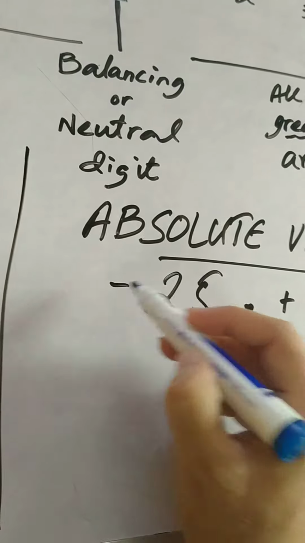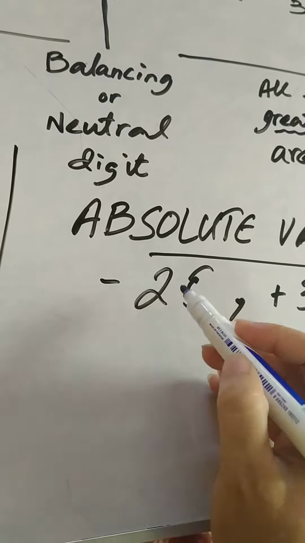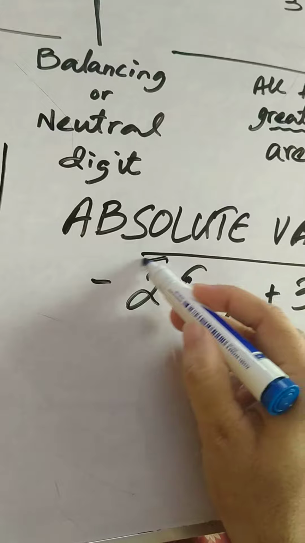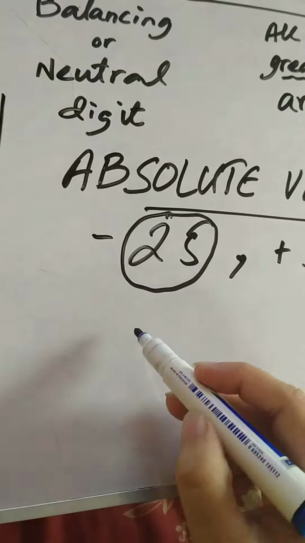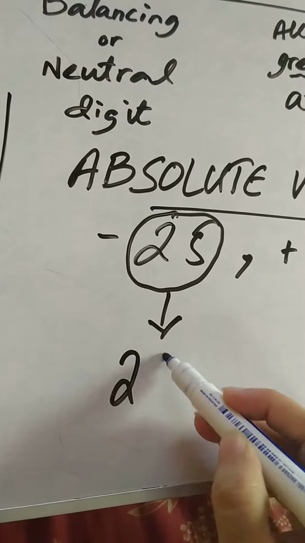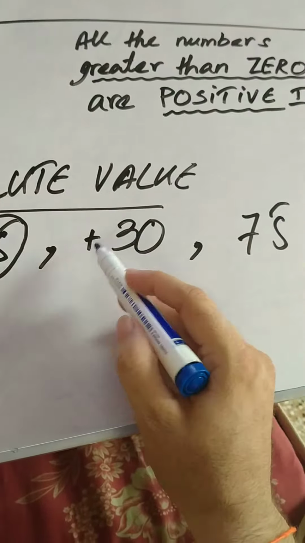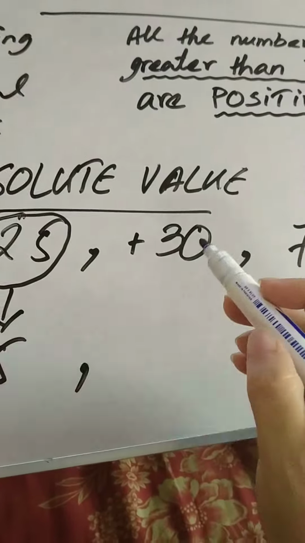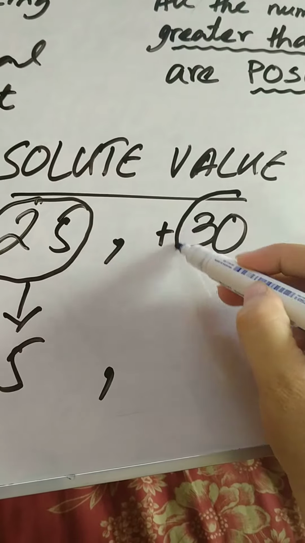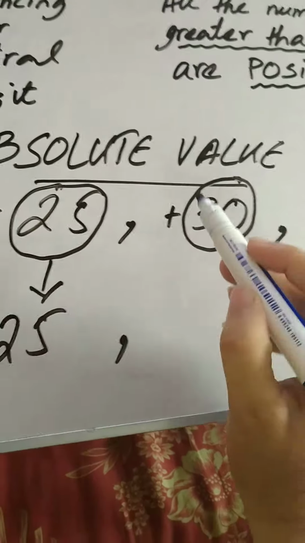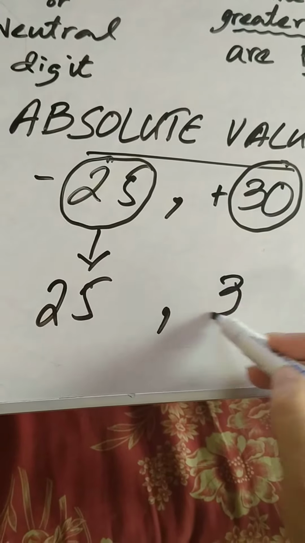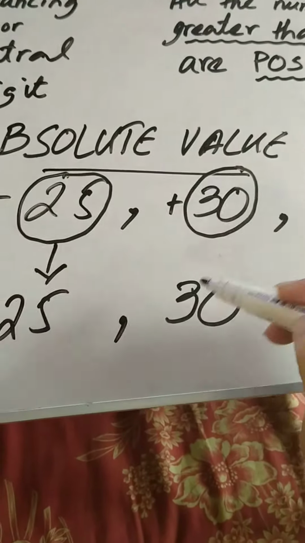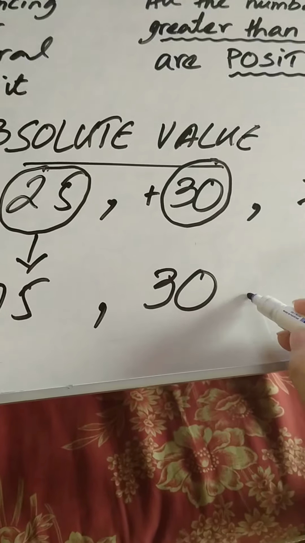If we ignore this sign, so this is minus 25, this is negative 25. So absolute value is this. This is absolute value. It means without considering the sign. So its absolute value is 25. So guys, the next integer is positive 30. So what is the absolute value of positive 30? Look here. Absolute value means without the sign, without positive negative sign. So the absolute value of positive 30 is only 30.